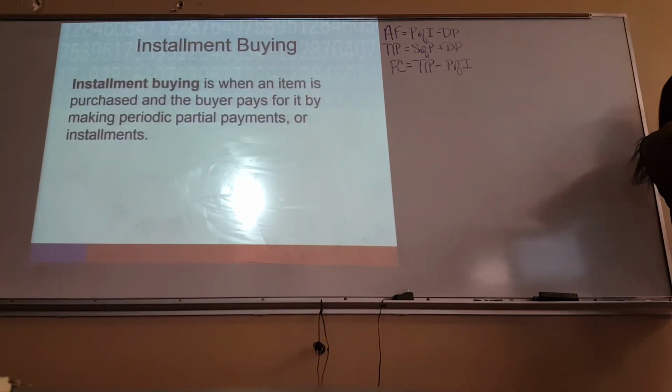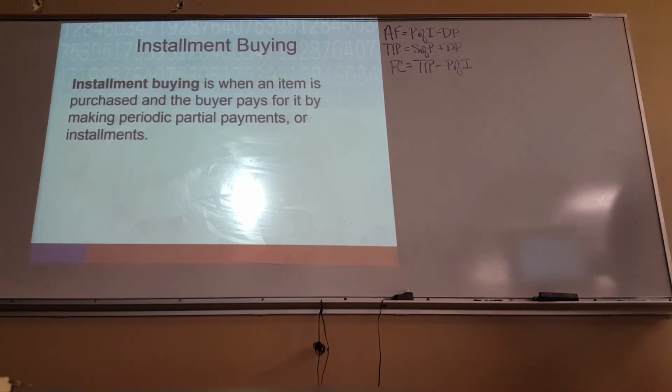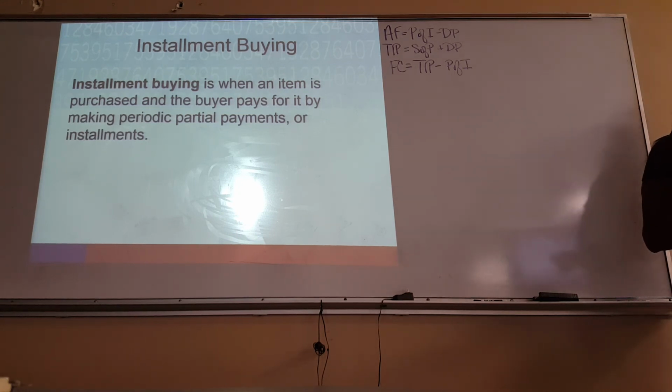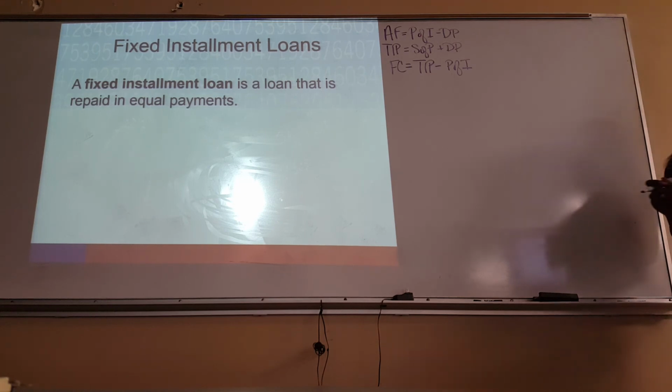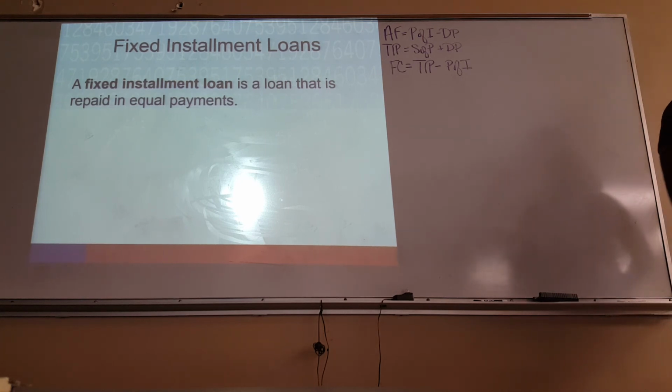Okay, with installment buying, basically it's when an item is purchased and the buyer pays for it, making periodic partial payments or installments. Everyday things that use installment loans would be a car note, maybe furniture payments, or maybe your house note if you're buying a house. A fixed installment loan is a loan that is repaid in equal payments. That basically means the same payment every time.